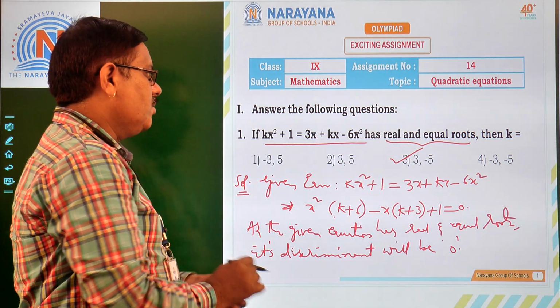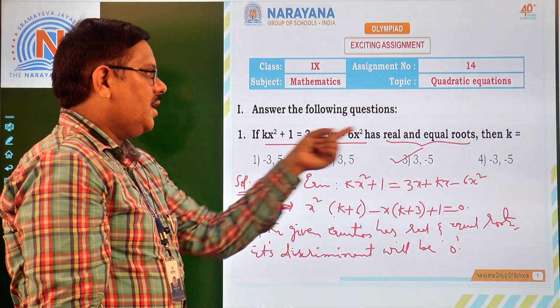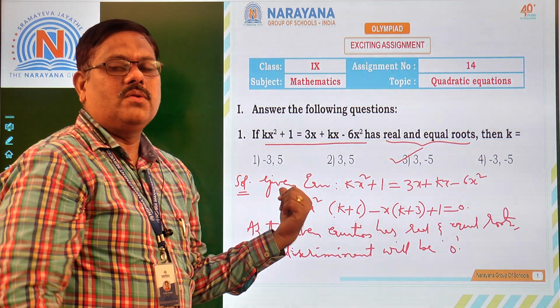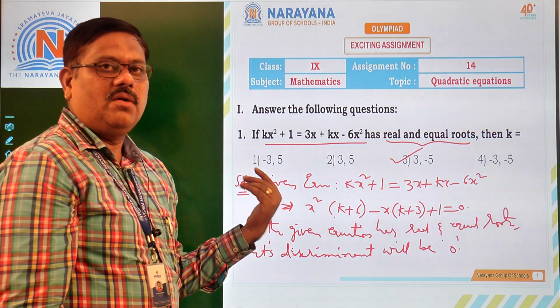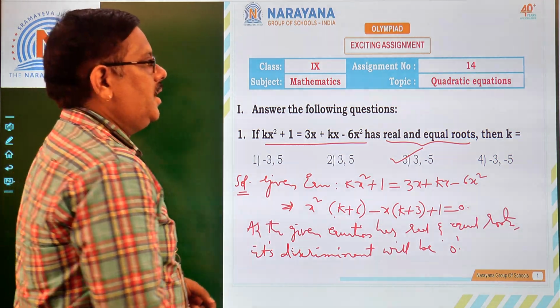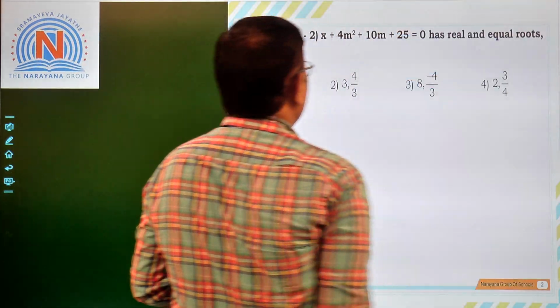What is the concept we used? For the given quadratic, there are real and equal roots. So we used the concept of discriminant which is equal to 0. By that we got the value of k. Okay. Now let us move to the next question.